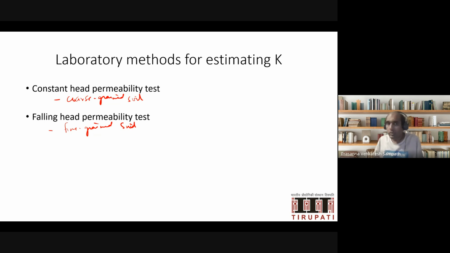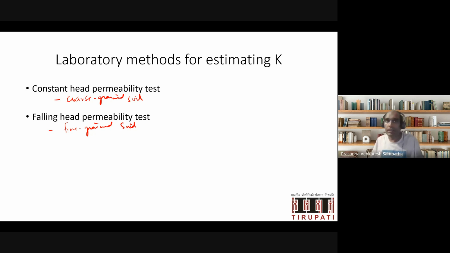What you do is you do it for a fine grained soil where it may take 5 or 6 minutes to drop from 20 centimeters to 15 centimeters. So even over a duration of 5 or 6 minutes, your reaction time of 0.5 seconds or 1 second doesn't play a big role. So that should be the way to remember it.